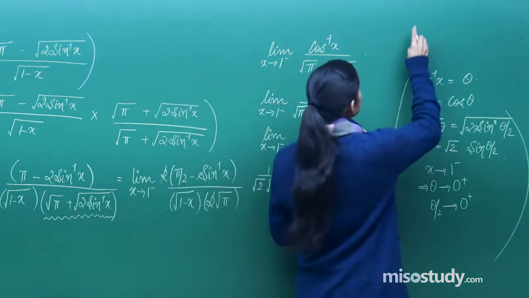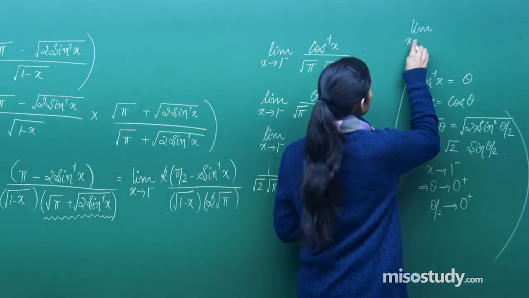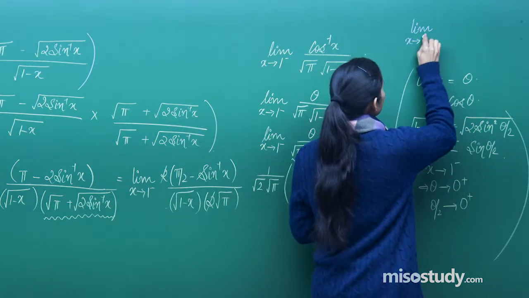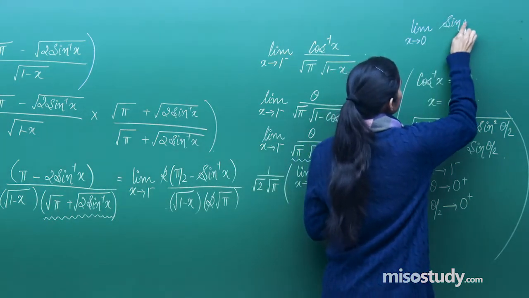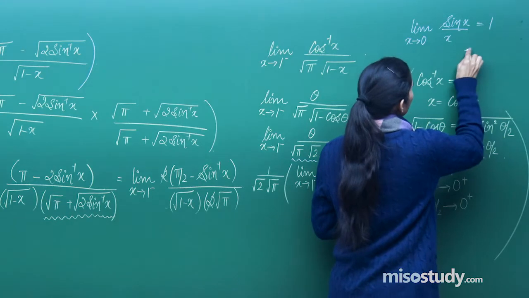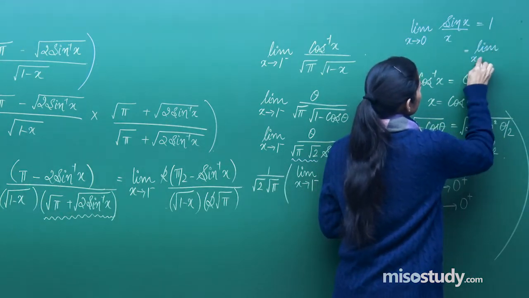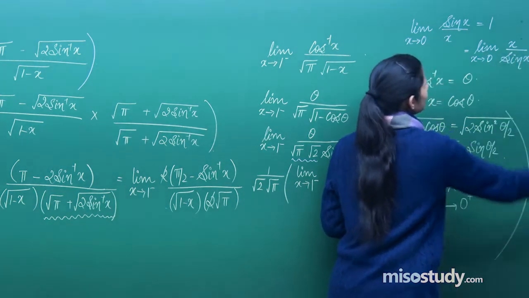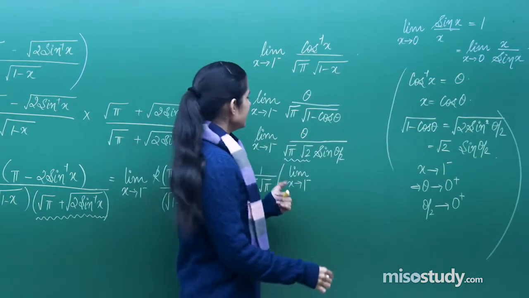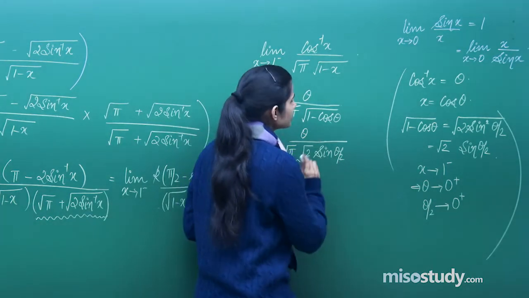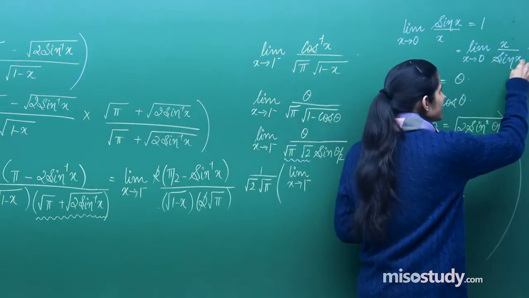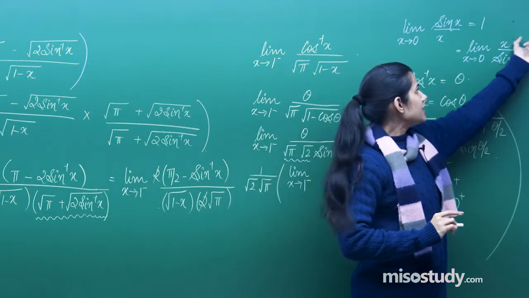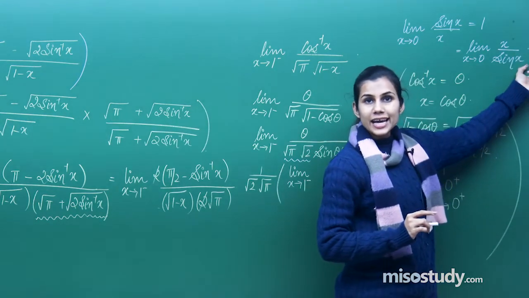If you recall this limit, x tends to 0, sin x by x is 1, or I can say limit x tends to 0, x upon sin x is also 1, right? Here you can see I have theta upon sin theta by 2. So, theta upon sin theta by 2, something needs to be done to get to this expression. Whatever is in the numerator, same should be the argument of sine in the denominator.